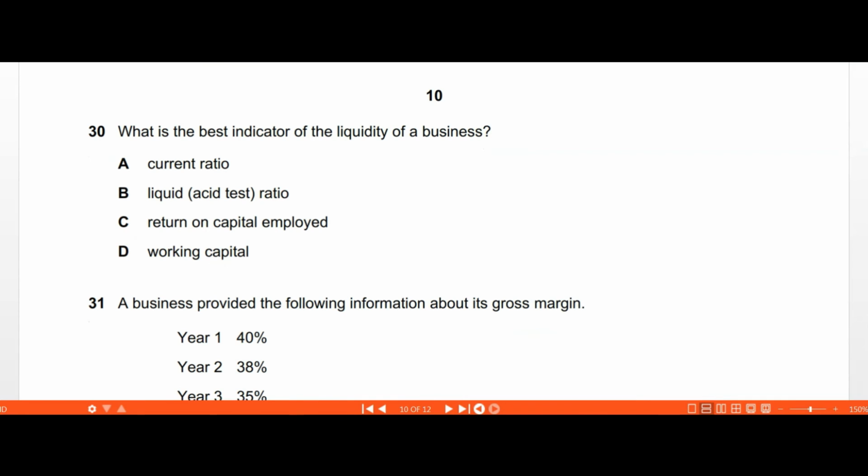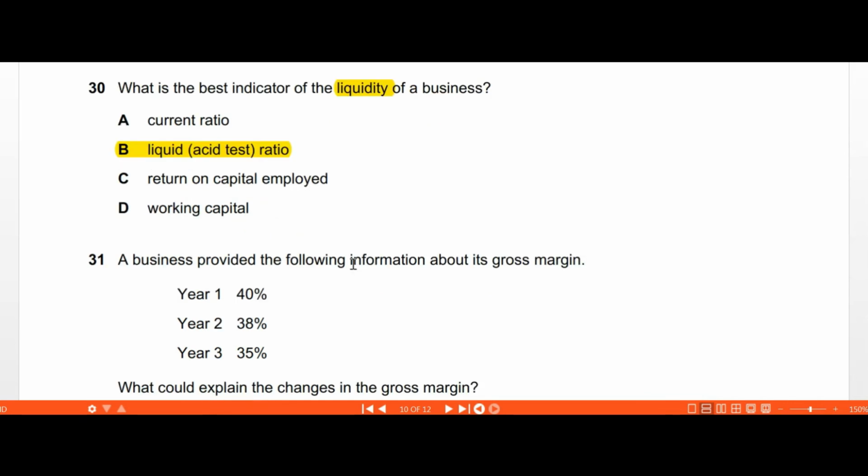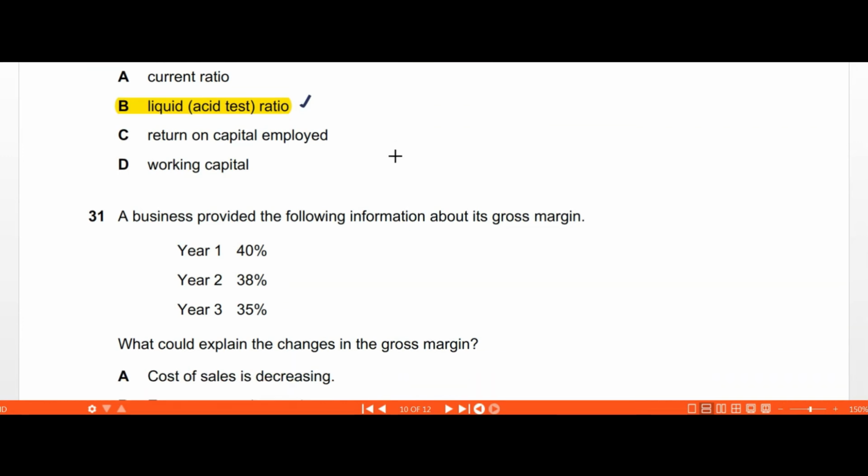What is the best indicator of the liquidity of a business? So liquidity of a business is measured by the acid test ratio, as this is considered to be the most useful indicator, as it is not including the value of inventory in it, as inventory is considered to be the least liquid among all. And now moving on to question number 31.